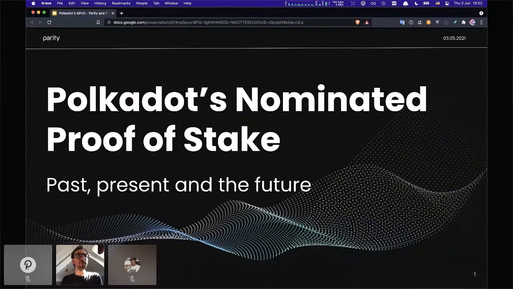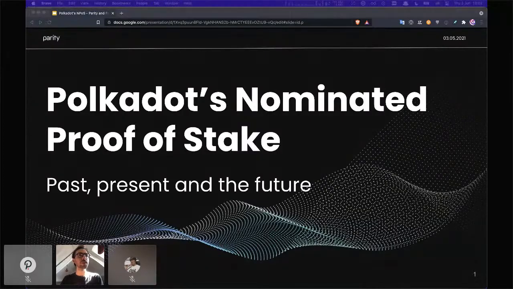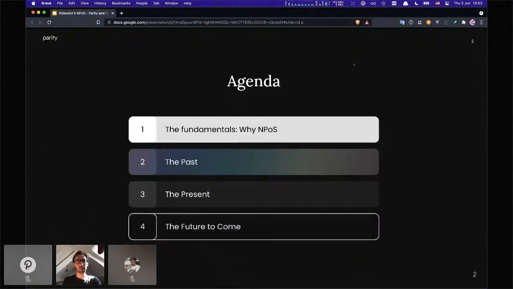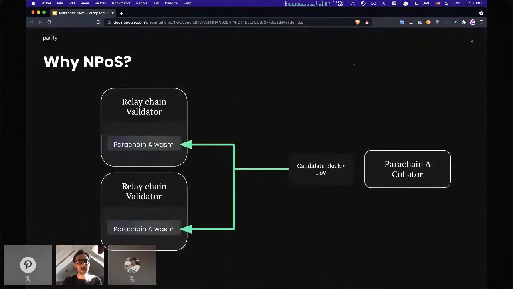So yeah, the title is Polkadot's nominated proof of stake: the past, the present, and the future. And I would like to go over how this system evolved over time, and it will be a little bit of history, not too technical, and also give a brief overview of the upcoming features. So the agenda is, aside from the past, present, and the future of the system, to also explain at the beginning a little bit of the fundamentals of why we have nominated proof of stake, how it's different, and why it's important. So without further ado, let's begin with that.